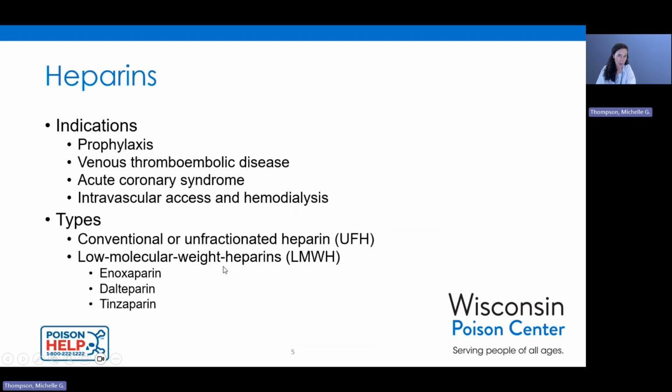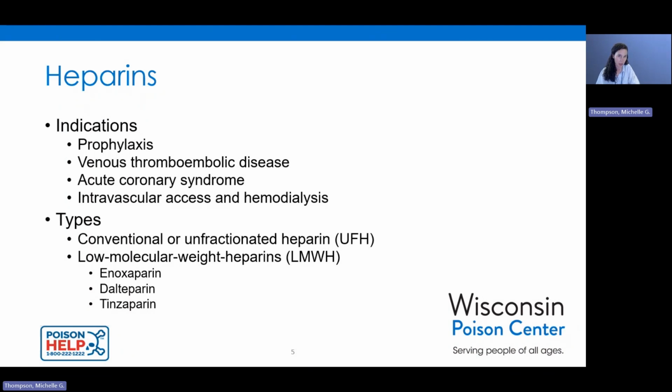So first, when we talk about heparin as it relates to the clotting cascade and its function as an anticoagulant, heparin has a variety of indications. We see this used in prophylaxis in hospital settings and in the postoperative setting. We see this for the treatment of acute venous thromboembolism disease, as well as the treatment of acute coronary syndrome. We also see it in the use of maintaining intravascular access, as well as during hemodialysis.